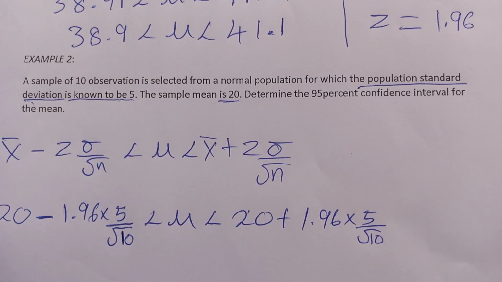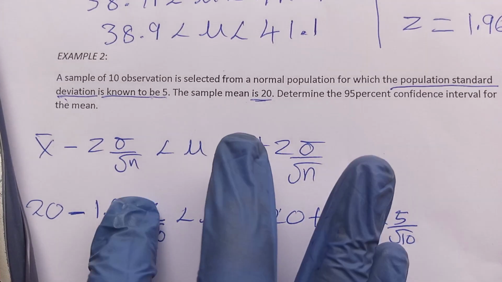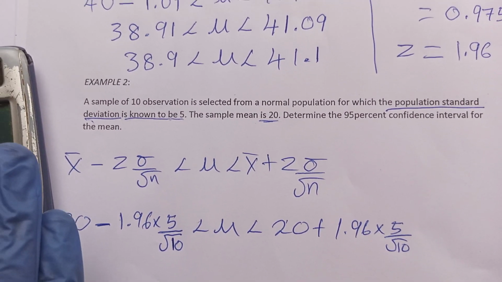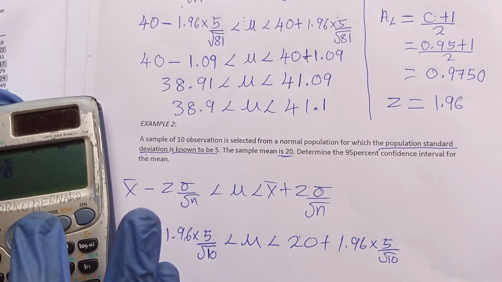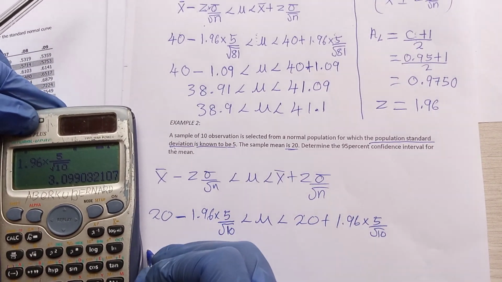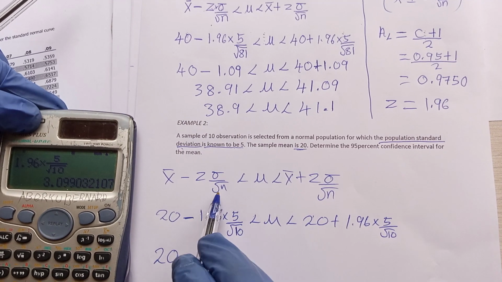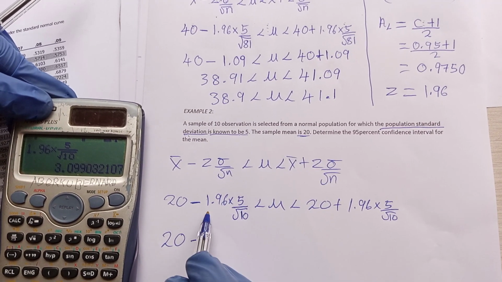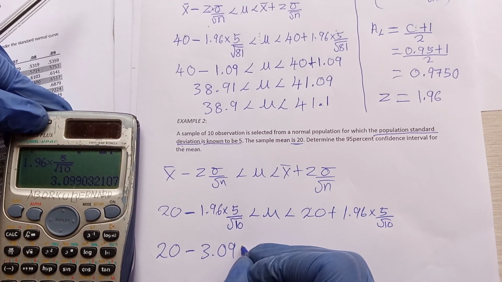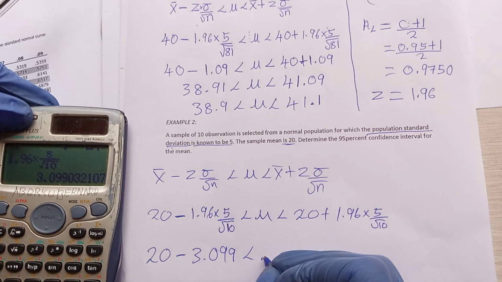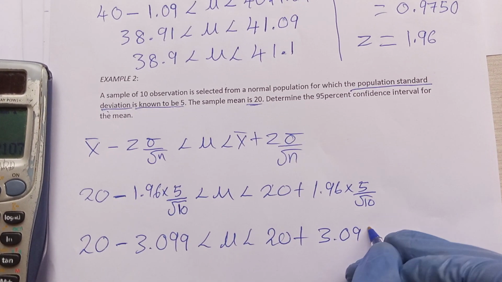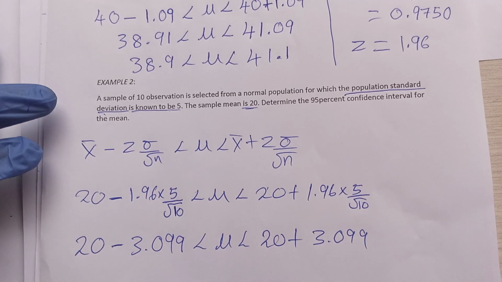So quickly, you'll find the margin of error. 1.96 times 5 over root 10. You have 20 minus, when you calculate this part, just this one, 1.96 times 5 over root 10, you get 3.099 less than mu less than 20 plus 3.099.